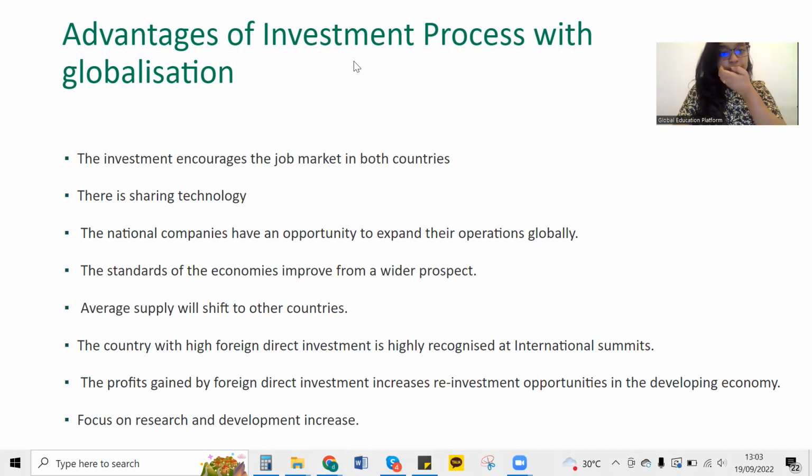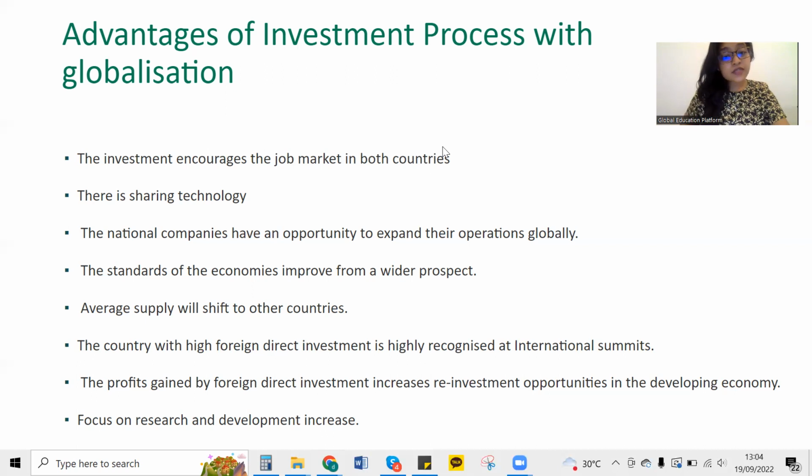So the next point will be that aggregate supply will shift to other countries, right? Here, because of the investments taking place, the aggregate supply will shift to other countries. This means that, like I explained to you previously, when one country can produce more, they have the capacity to produce more. So in that case, what happens? The supply can go to other countries because there is free movement, there is trade taking place. Okay, so that's an advantage of the investment process.